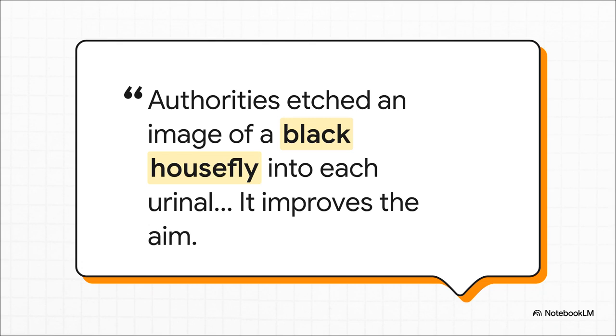Okay, one of the most famous and kind of funny examples of this comes from the Amsterdam airport. They etched a tiny little picture of a housefly inside each urinal. Why? Well, it gave men something to aim at. And get this, that incredibly simple, ridiculously cheap nudge reduced spillage by a whopping 80%. 80%! Now that's the power of smart choice architecture.